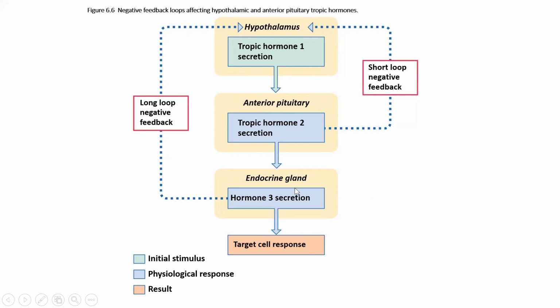Now, as a part of regulating all of this, we have these feedback loops. So we have a long feedback loop, which is where that distant gland secretes a hormone. An example of a long feedback loop would be T3 and T4 having a negative feedback onto the hypothalamus. But then we also have a short feedback loop, which would be when the anterior pituitary hormone, that second tropic hormone, has a negative feedback influence onto the hypothalamus, okay?